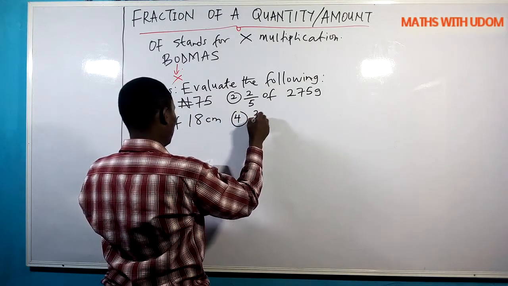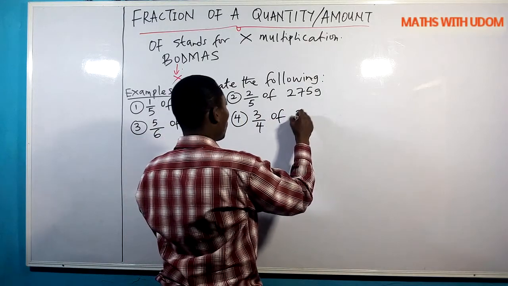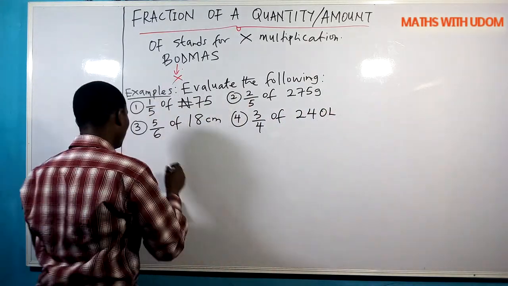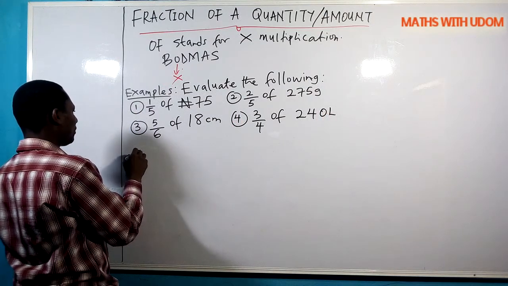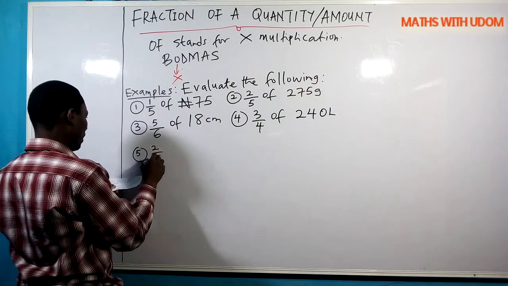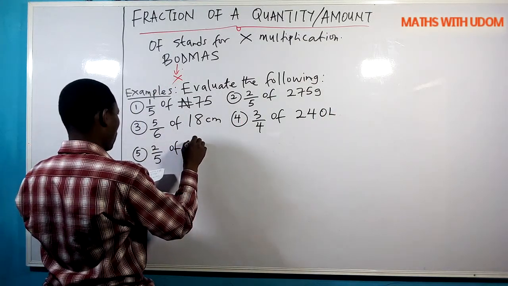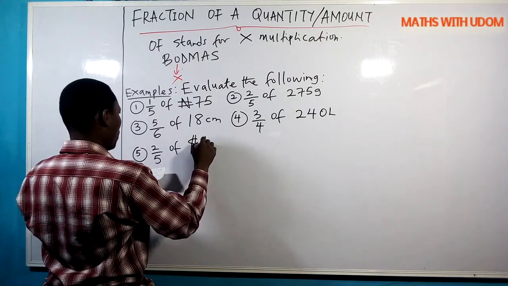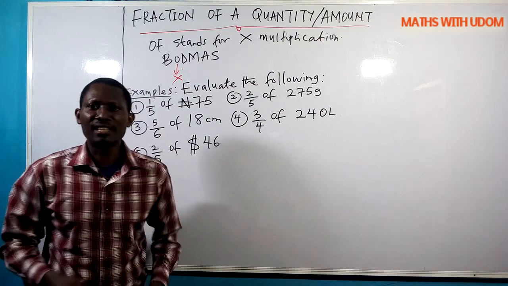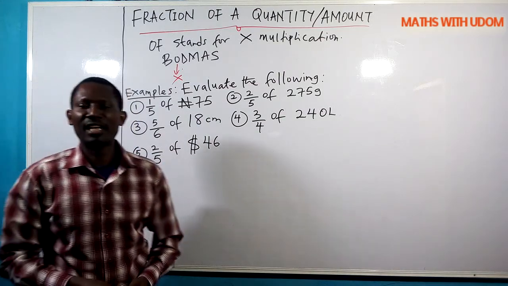Number 4, 3/4 of 240 liters. And lastly, number 5, we have 2/5 of 46 dollars. So these are the examples we are going to run through today in our class.